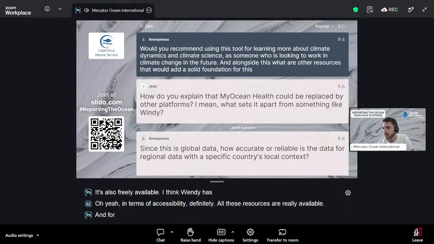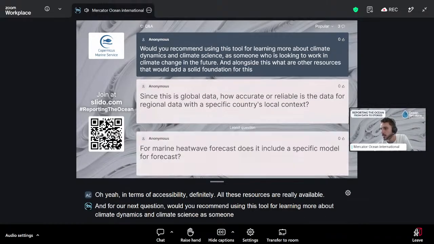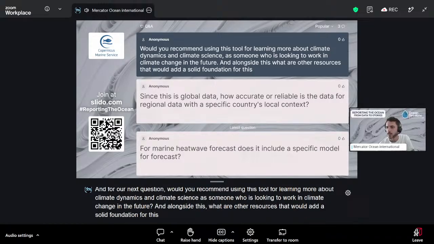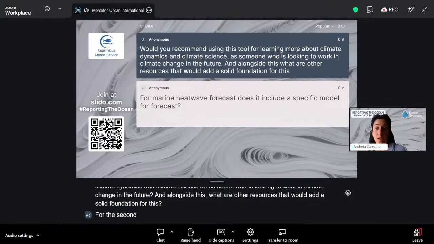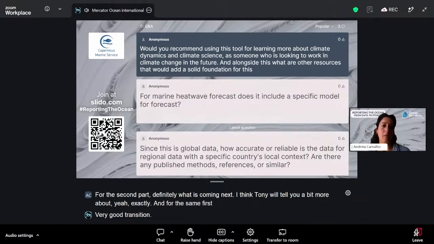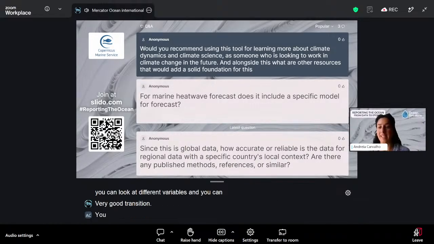For our next question, would you recommend using this tool for learning more about climate dynamics and climate science as someone who is looking to work in climate change in the future? And alongside this, what are other resources that would add a solid foundation for this? For the second part, definitely what is coming next. I think Tony will tell you a bit more about that. And for the first part, definitely, because you can look at different variables, and you can check the same date, for example, the same time period, and look at different variables and see what happened.